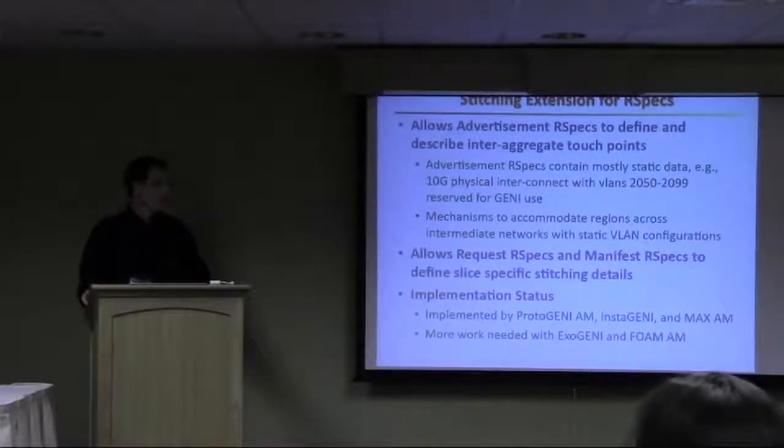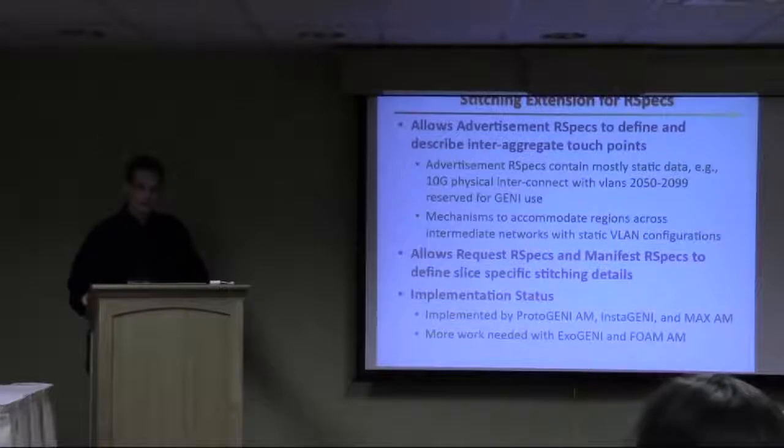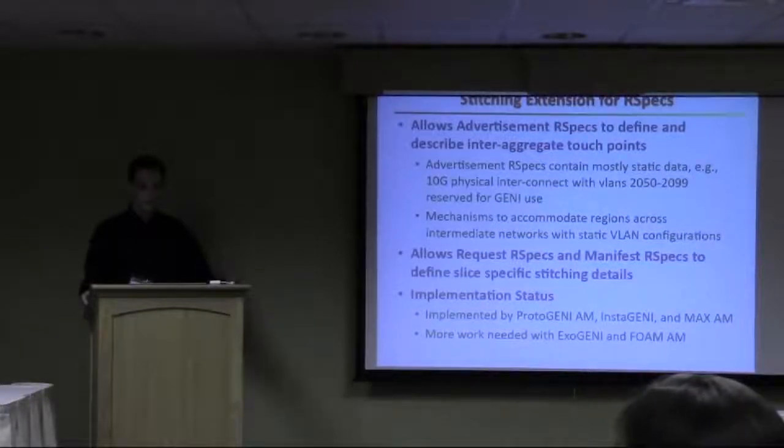The only thing that's in the stitching extension is a description of the nodes that actually have some connections to the outside world. So we're not repeating everything that's in the advertisement RSpec in the stitching extension. We're just taking the parts that have connection to the outside world. We're adding a little extra information, very specific to stitching, and that goes in the stitching extension. So we have a set of rules that says once you have your regular advertisement RSpec, here's how you construct your stitching extension. Of course, you have to know where you're connected to and how you're connected. I'll show you an example here in a second.